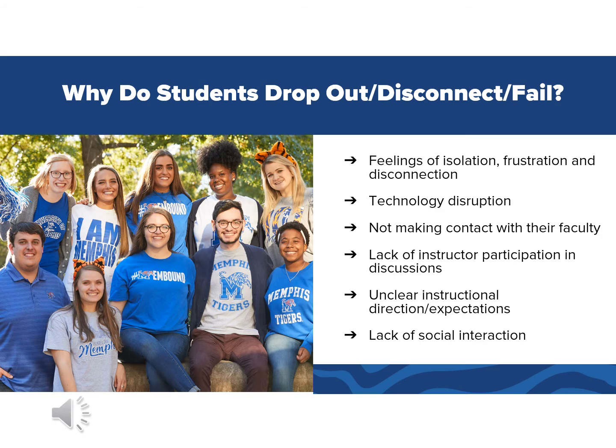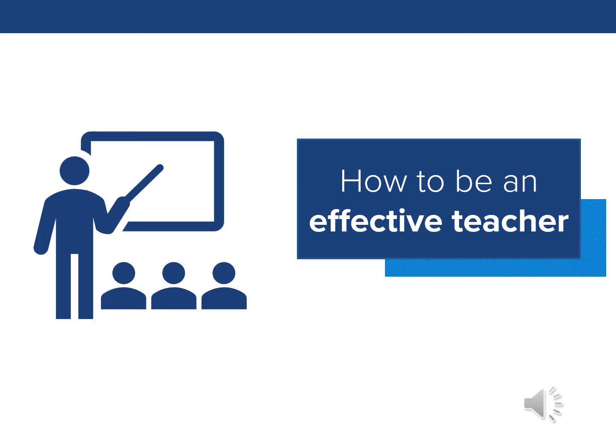If you don't participate in the discussions at any level, if you just don't participate or engage yourselves, that has been identified as a reason that students will feel disconnected. If you don't give them clear instructions or direction or expectations, if you're kind of murky and muddled in what you expect, they will feel lost themselves and they can easily become disconnected. And if you don't have any kind of social interaction either between you and the students or among the students themselves. So these are things we want to avoid. Let's talk about some of the things you can do to be a very effective teacher.